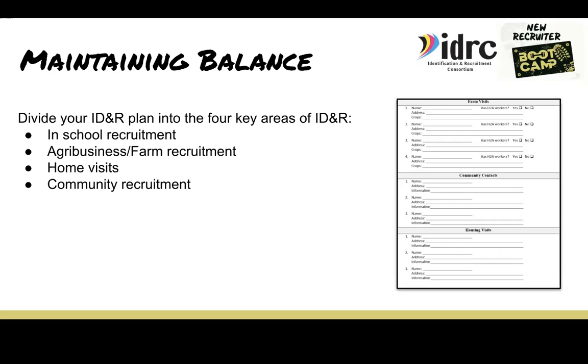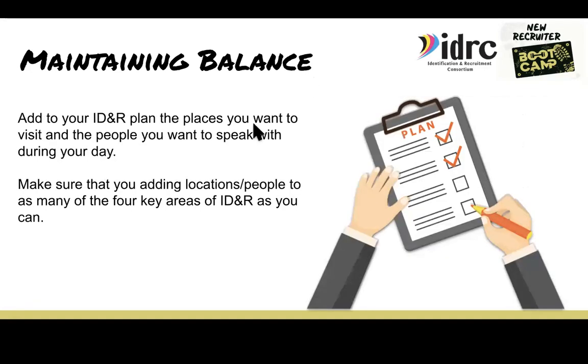So you're going to create your IDNR plan, have a document, divide it into 4 sections, 1 section each for each of the 4 key aspects of IDNR. And then you're going to list in those sections all the different places that you want to go to. Add to your IDNR plan the places that you want to visit and the people you want to speak with during the day. Make sure to add as much information as possible, like contact information, addresses, and make sure that you are adding your locations or people to as many of the 4 key areas of IDNR as you possibly can. You want to try to always have those 4 key areas in your plan at all times.